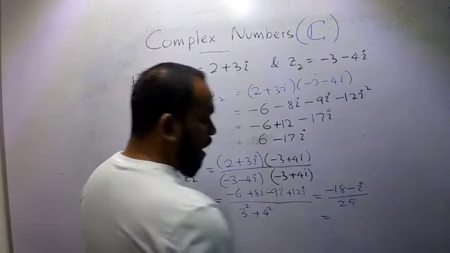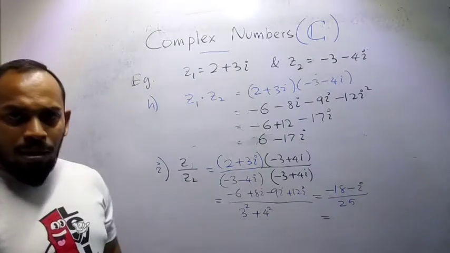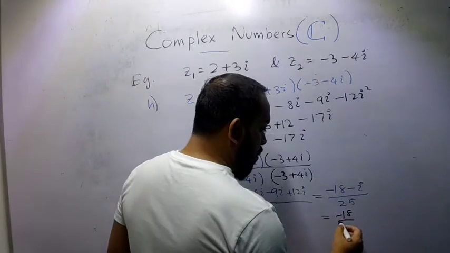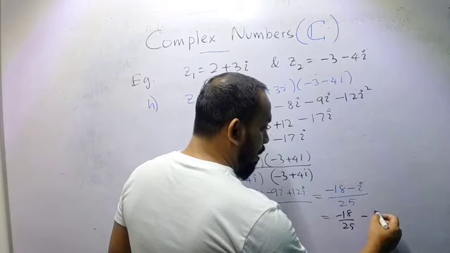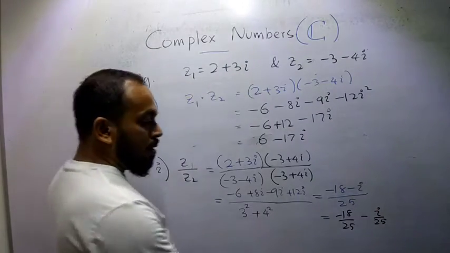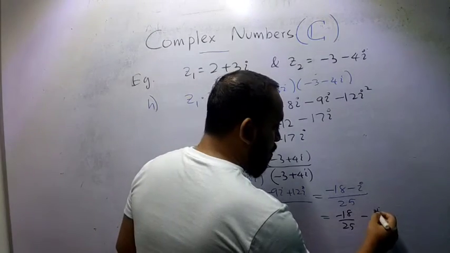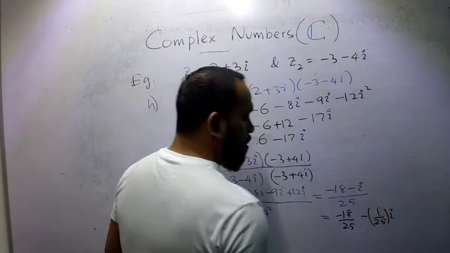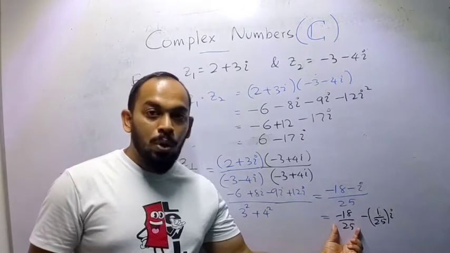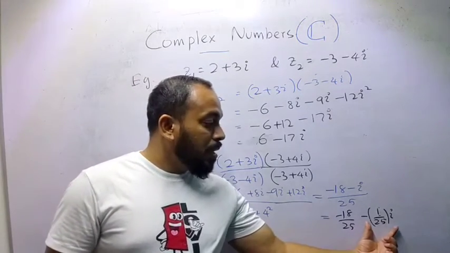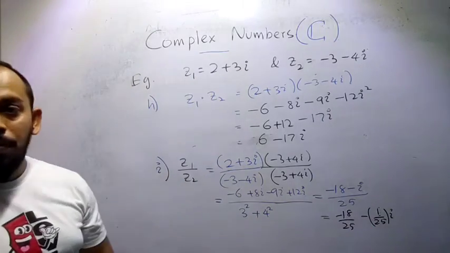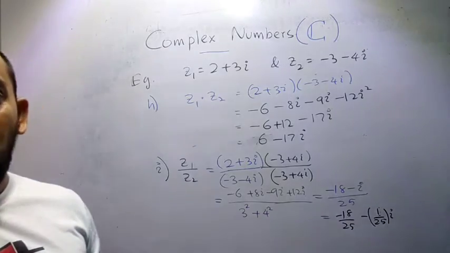So the answer should be written in Cartesian representation. Should be minus 18 over 25 minus i over 25. So let me write it like this. So you can see the real part of this number is minus 18 over 25. Imaginary part of this complex number is minus 1 over 25. This is the division. Let's look at some more.